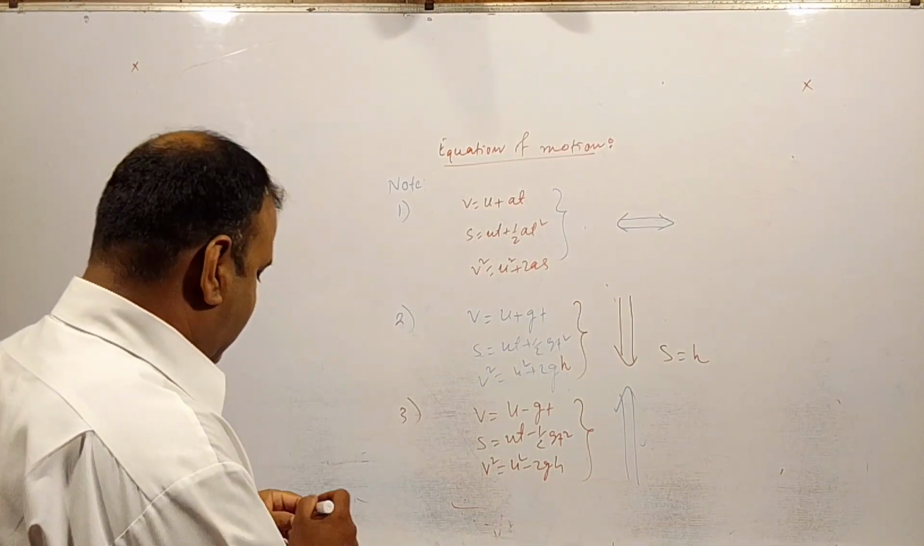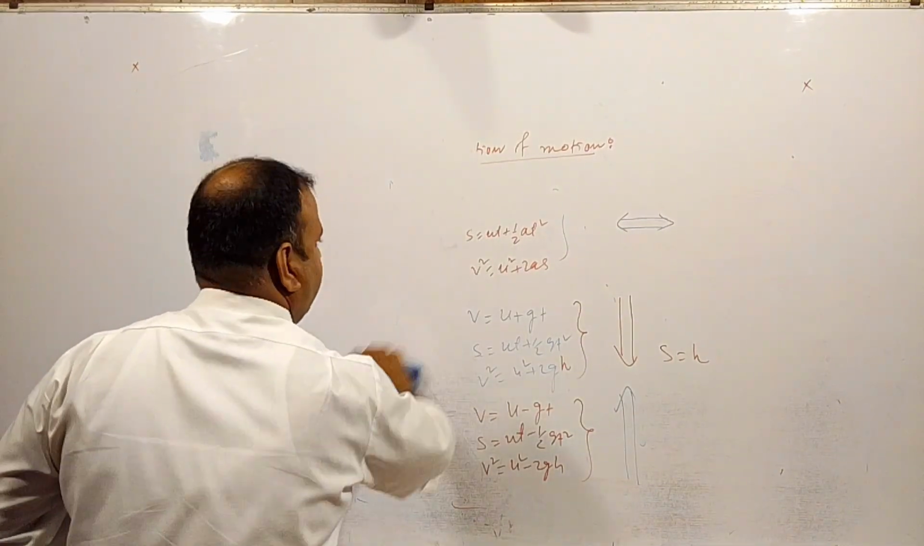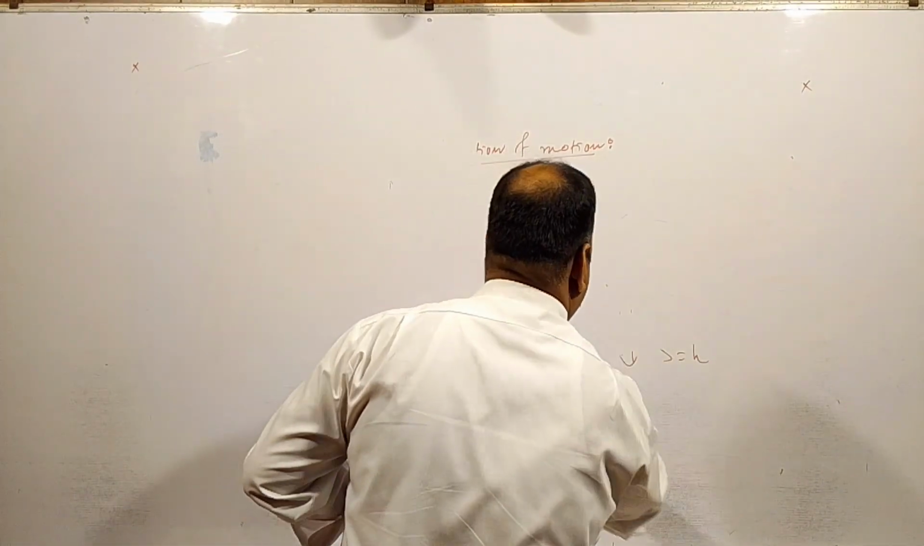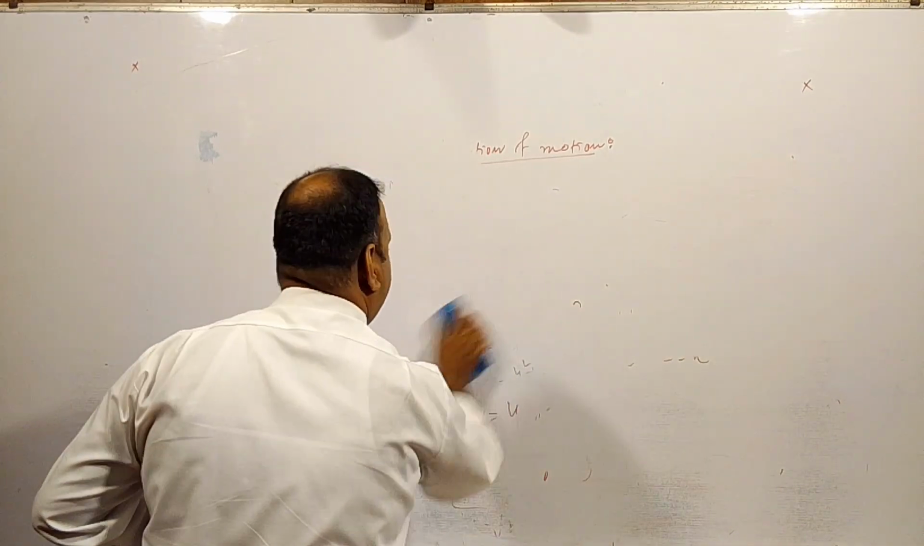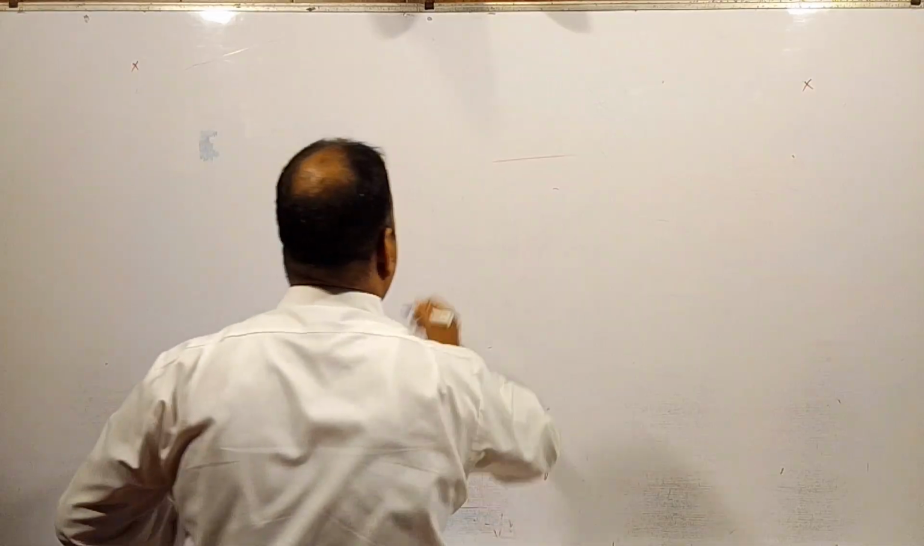This is the idea. Now see numericals related to these formulas, and there is also one on relative velocity. So first you write down the relative velocity formula.